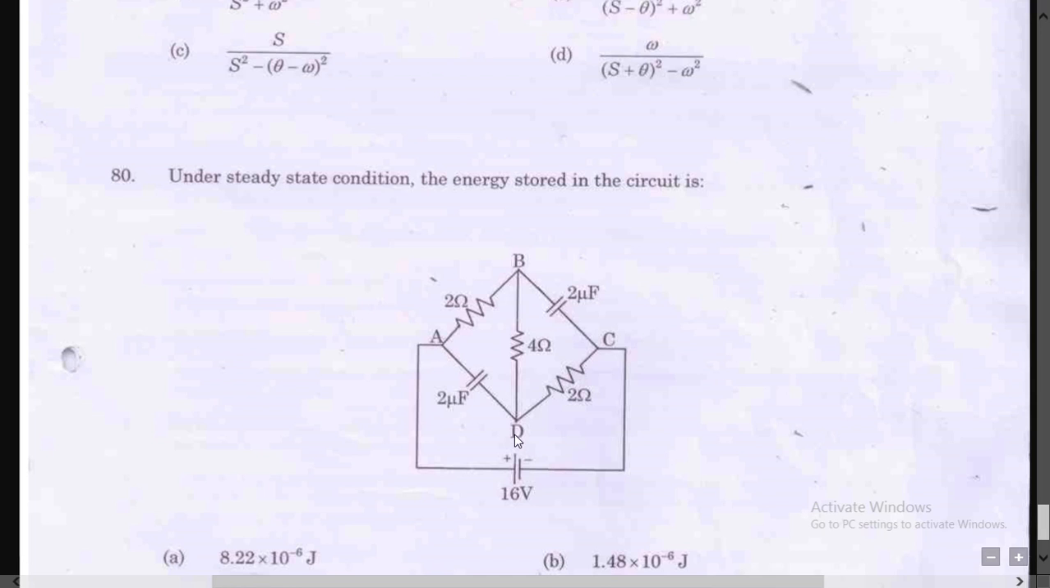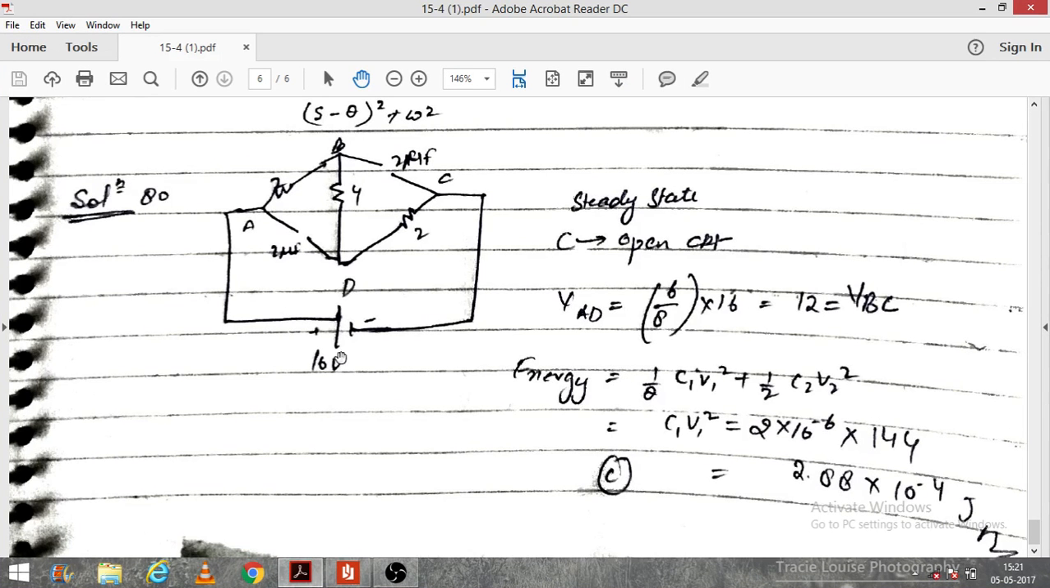So we have to calculate the voltage across AD and BC simply by using the voltage divider rule. AD will be equal to (2 plus 4) which is 6, over 8, because the total resistance is 8 ohm, times 16. So 6 by 8 into 16, that will be equal to 12. Sorry, 8 times 16, 6 times 12. Then that will be equal to 12, and this will be equal to BC.